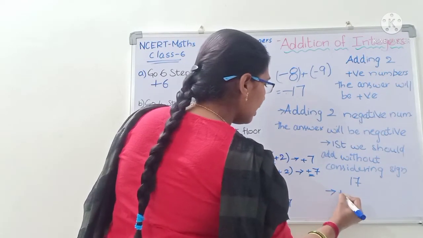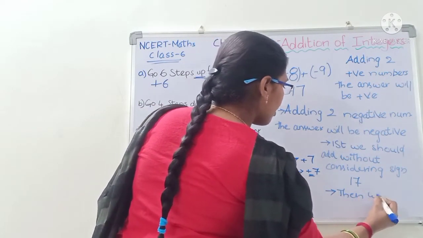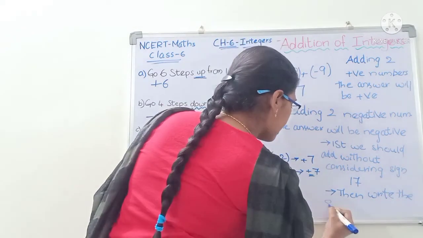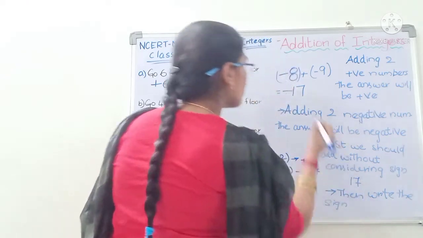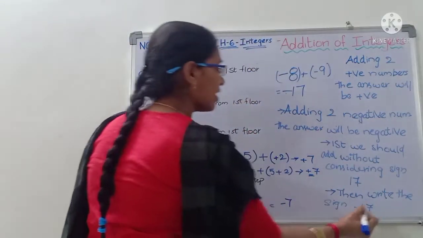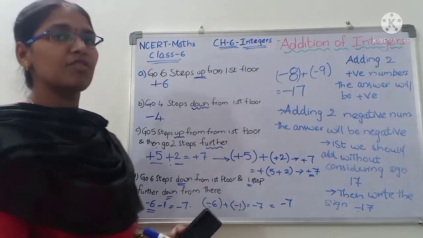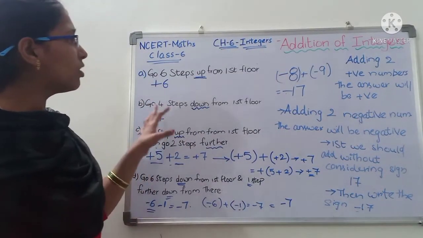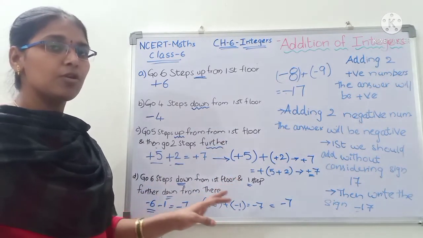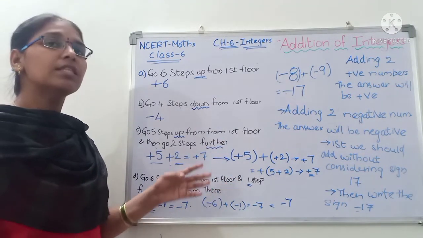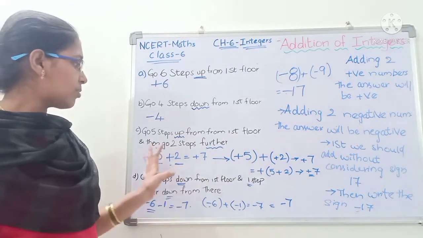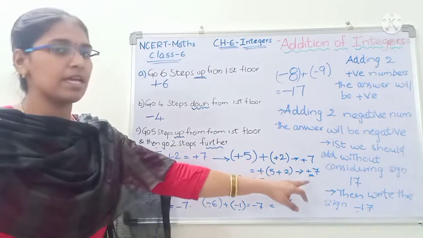Then write the sign. So both are negative. Now you write the sign as minus 17. This is the way you should add, children, if both numbers are positive or if both numbers are negative. If both numbers are positive, just add the numbers. 5 plus 2, 7. As both numbers are positive, you will get the plus sign itself.